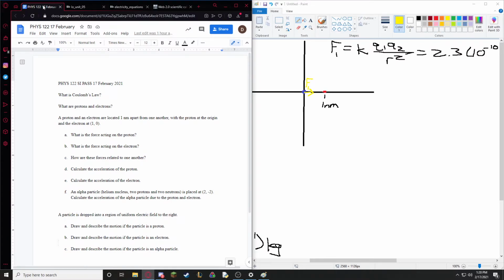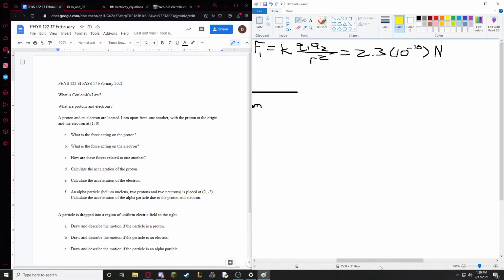But yeah, so 10 to the minus 9 to convert from nanometers to meters. And our direction is going to be to the right towards the electron. Now, what about the force acting on the electron? First, let's think about the magnitude. What's the magnitude of the force on the electron going to be? Is it going to be the same thing? Is it going to be larger? Is it going to be smaller?